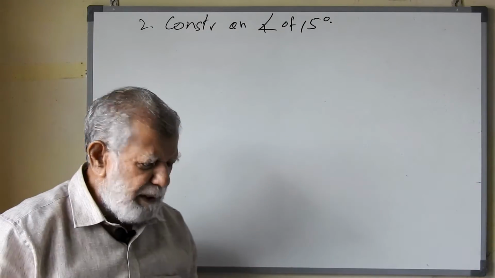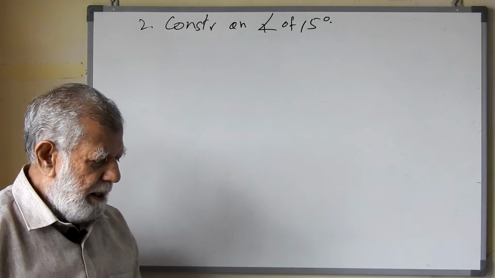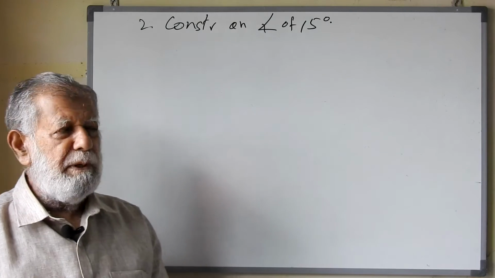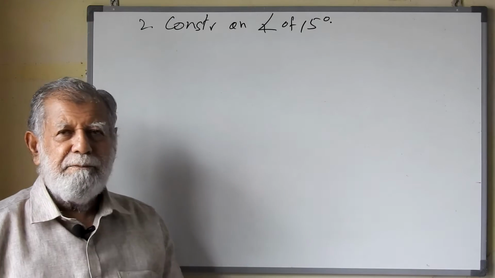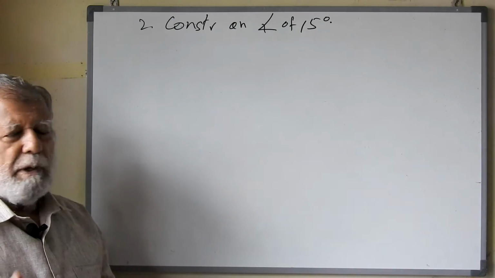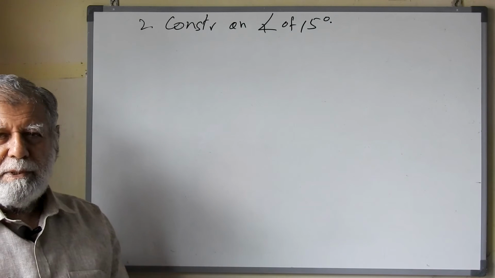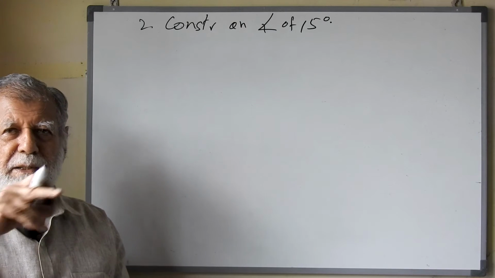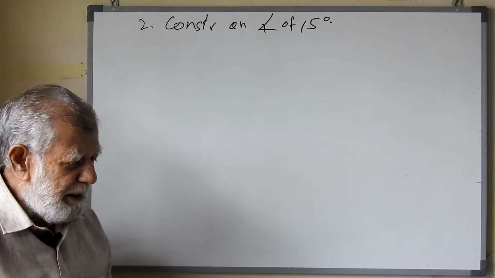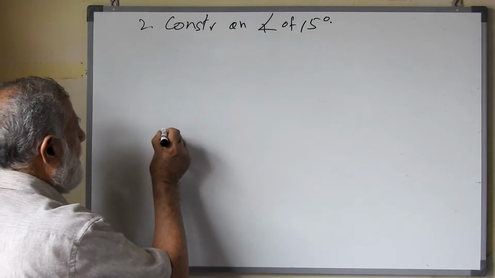Second question. Construct an angle of 15 degrees. So how to get 15? First construct 60 degrees. You know how to construct 60 degrees. Then you know how to construct 30 degrees from 60 degrees: bisect 60 degrees and you will get 30 degrees. And when you bisect 30 degrees again, you will get 15 degrees. So we'll go through that.